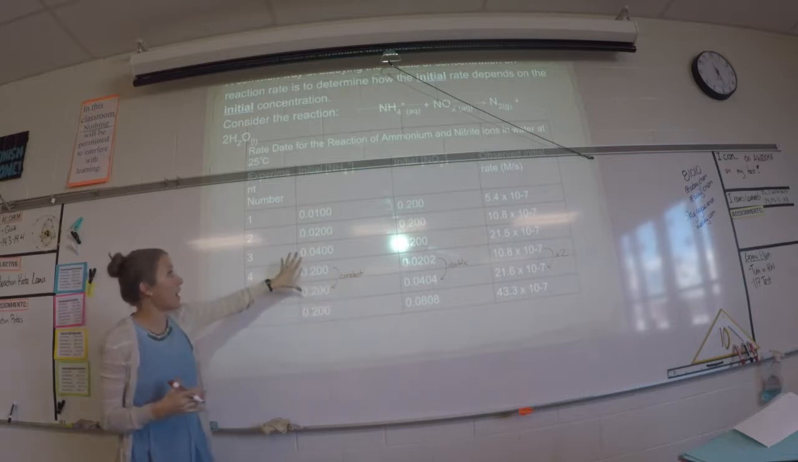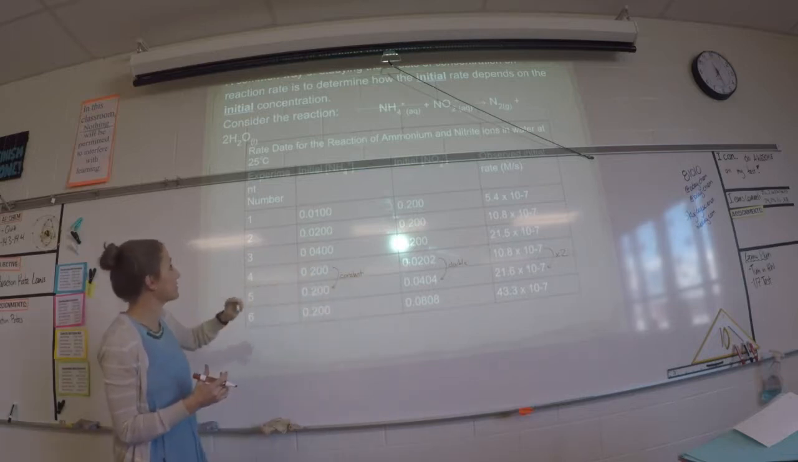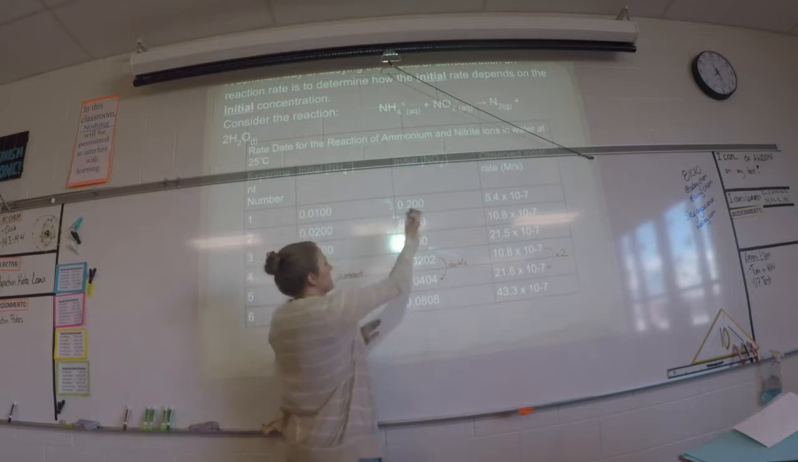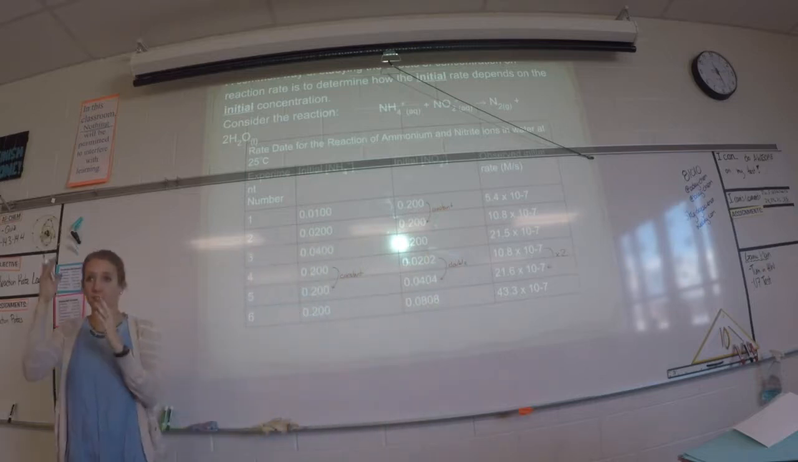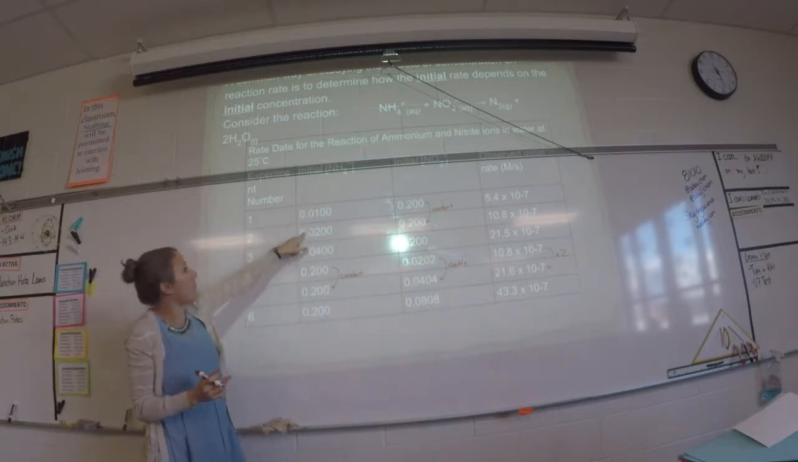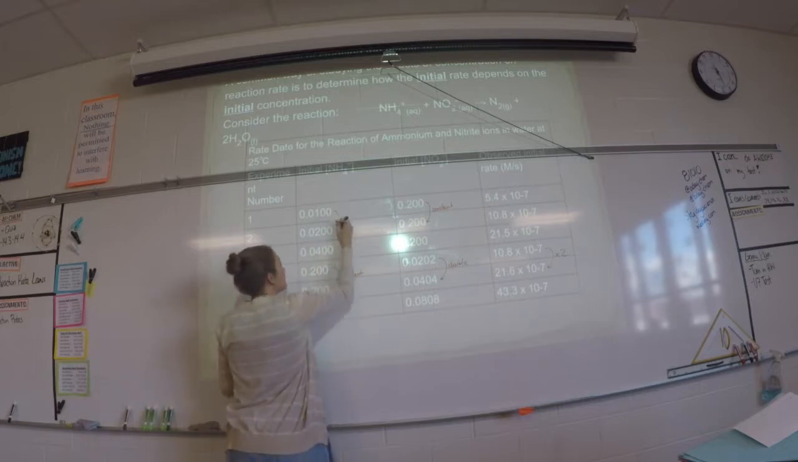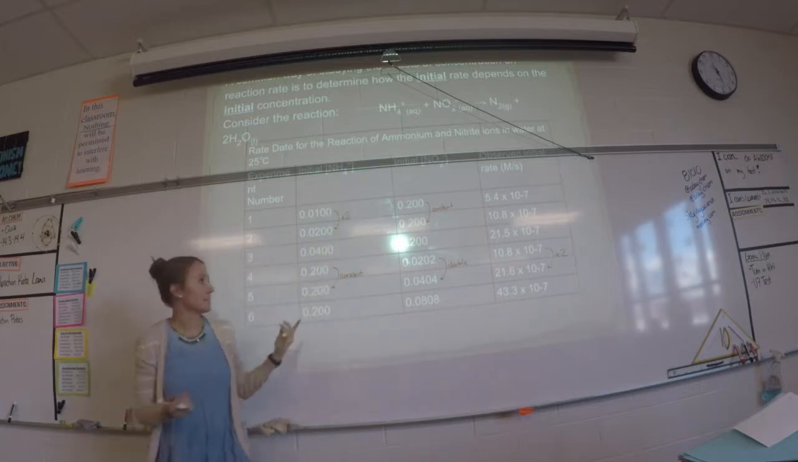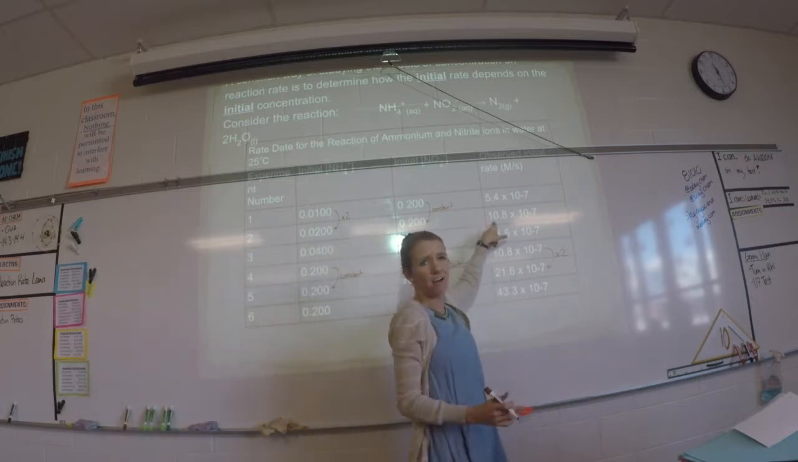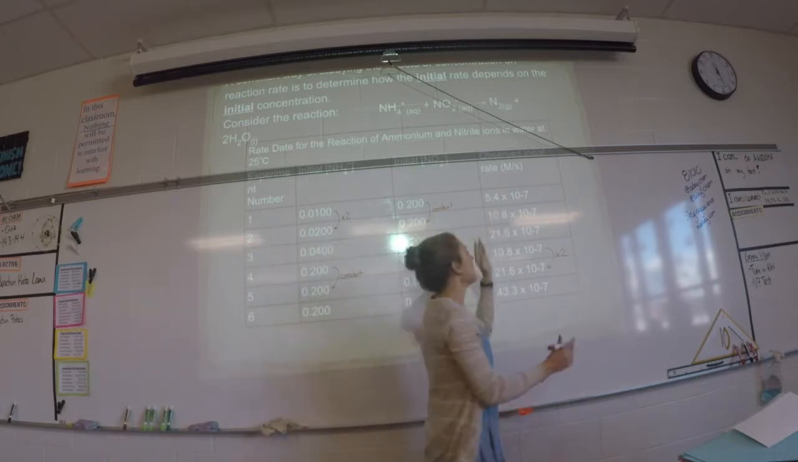Now let's look at our other one. So let's find experiments 1 and 2. It looks like this is held constant, so we need to pick something where it's constant. From 1 to 2, this one multiplied by 2. And what happened to our reaction rate? It also multiplied by 2.